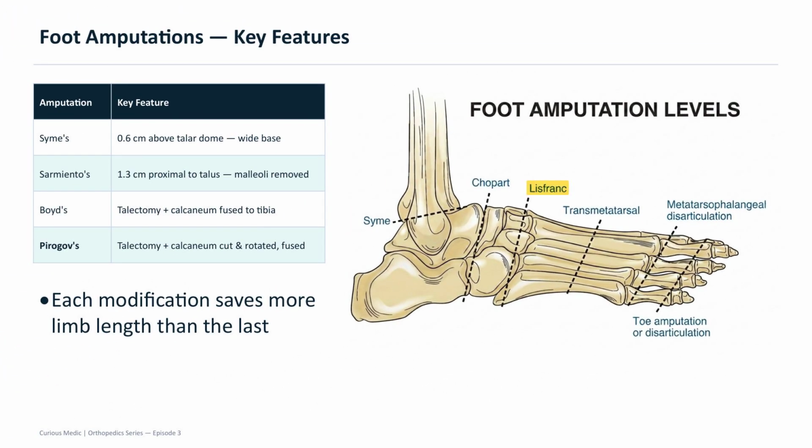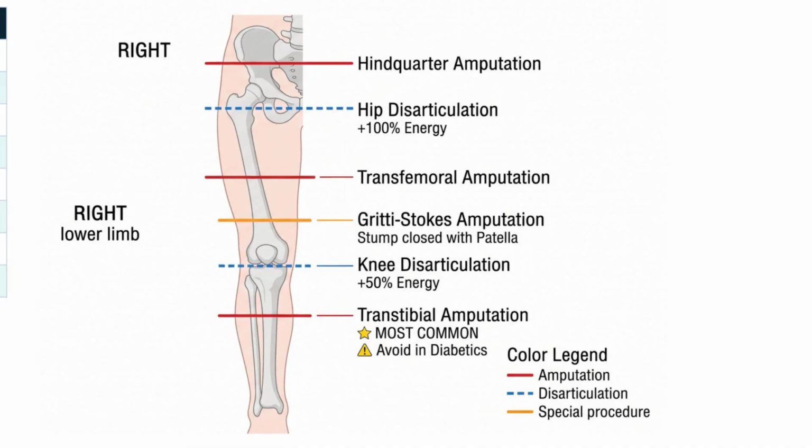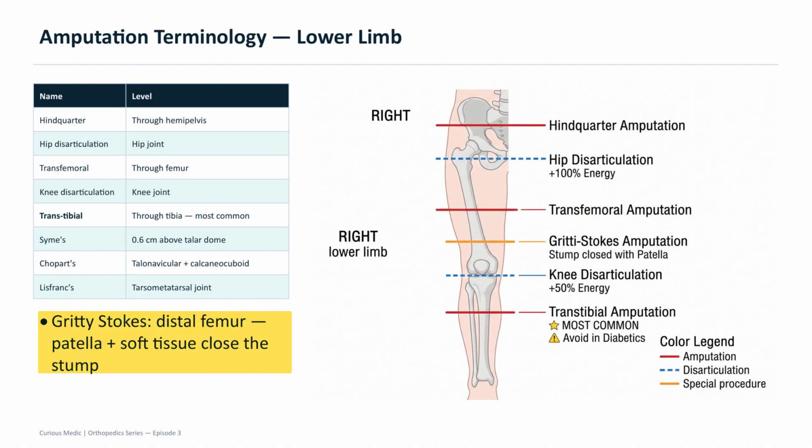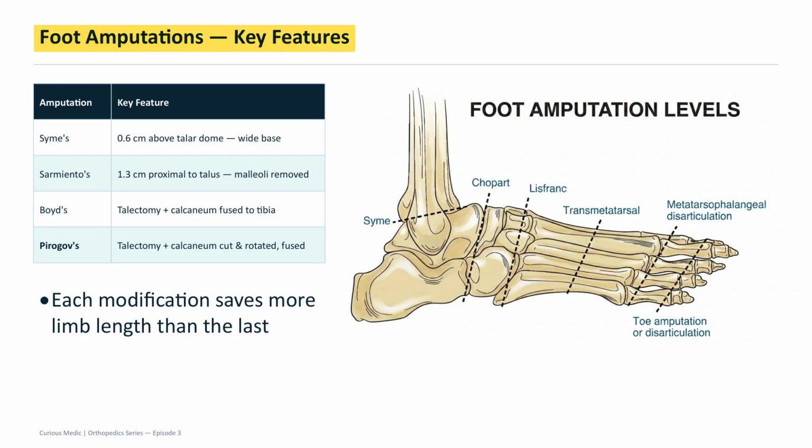One more worth knowing is the Gritti-Stokes amputation, performed at the distal femur. After removing the distal femur, the patella and its soft tissue are used to close the stump. It creates a practical, load-bearing stump. 4 important hindfoot amputations share a common story. Each was designed to improve on the previous one by saving more limb length. Let us go through them in sequence.